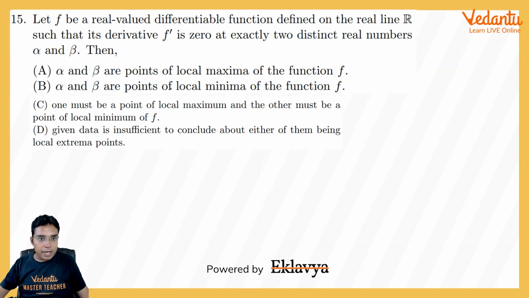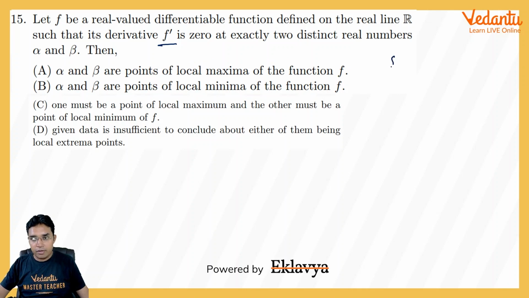Now coming to the next question, that is 15. Let f be a real valued differentiable function defined on the real number line R such that its derivative f dash is 0 at exactly 2 distinct real numbers alpha and beta. Okay. Then alpha and beta are the points of local maxima of the function f. Alpha and beta are the points of local minima of the function f.